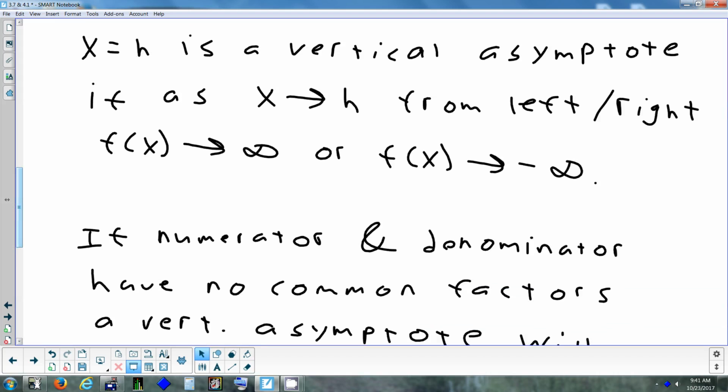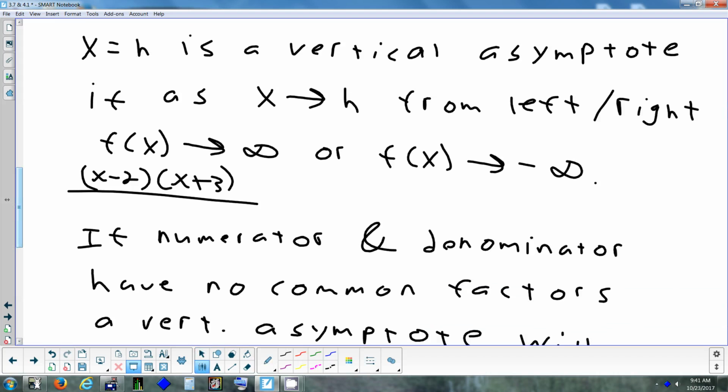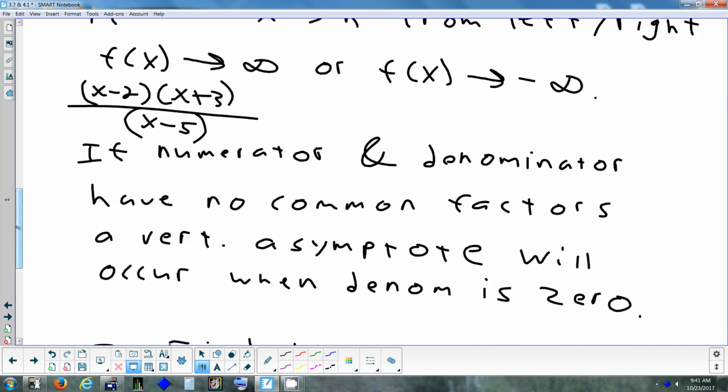And the quick way to tell where your vertical asymptotes are, as long as the numerator and denominator don't have any common factors. So as long as you don't have something like this. Let's say that was the top and that was the bottom. That wouldn't count. There's a common factor in the top and the bottom. But as long as there are no common factors in the top and the bottom, your vertical asymptotes always occur where the zeros of the denominator are. It's basically the values that result in it being undefined.